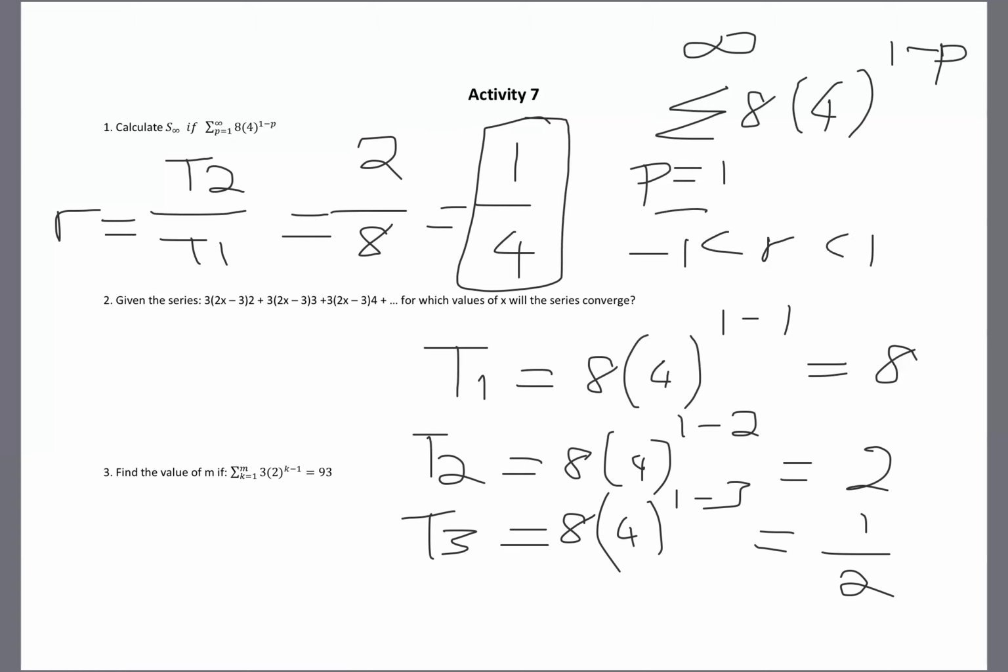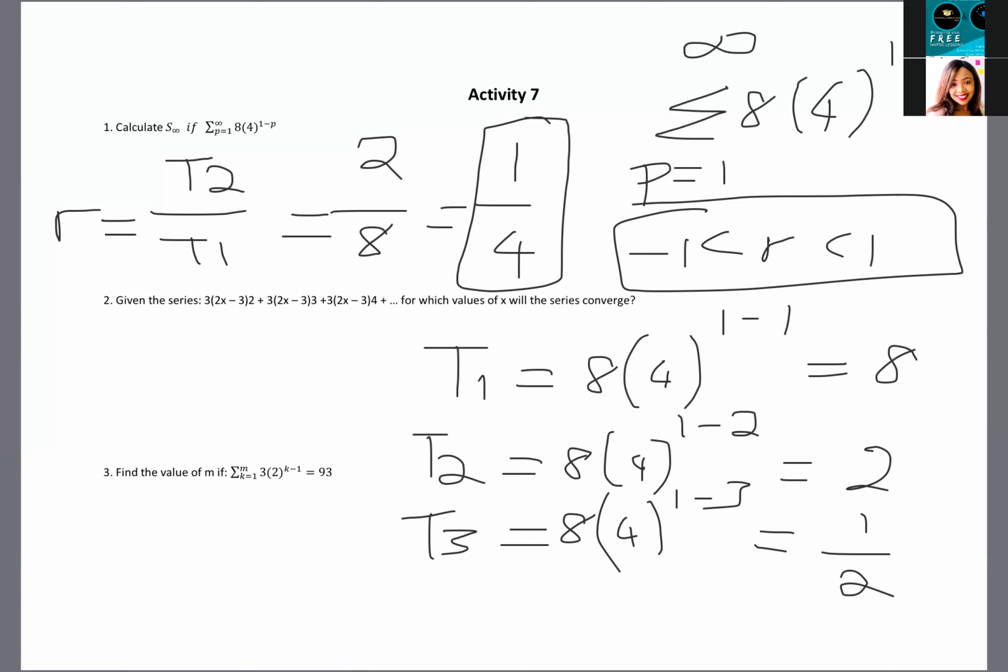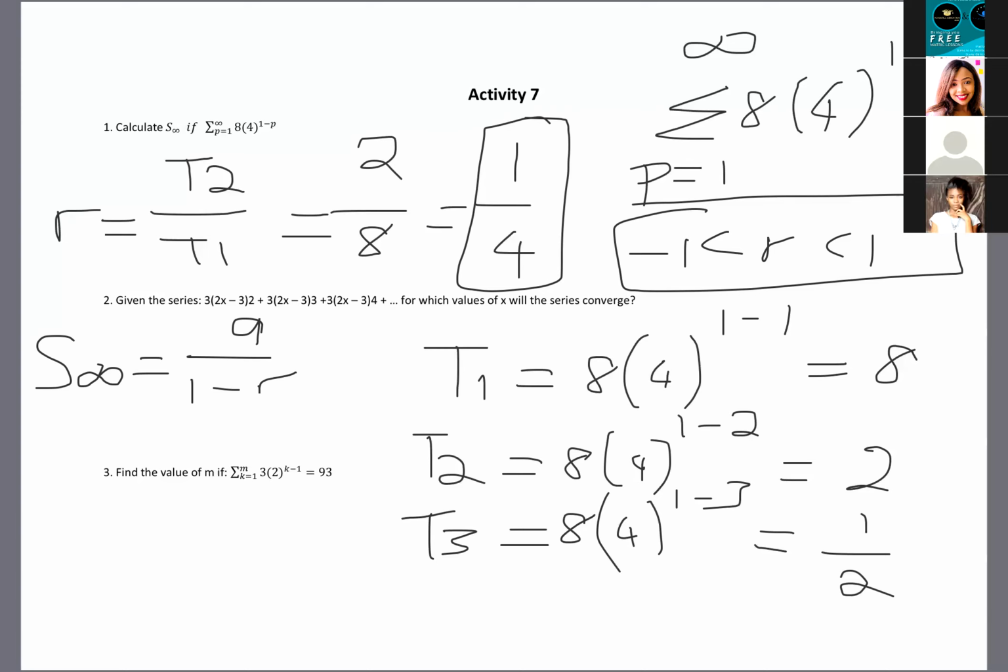Yeah. Do you see it? Yes, ma'am. So that means that this is a convergent series, right? Yes. So now I forgot to give you this formula, but please write it down. S to infinity is equal to A over 1 minus R. Do you have it? Yes, ma'am.